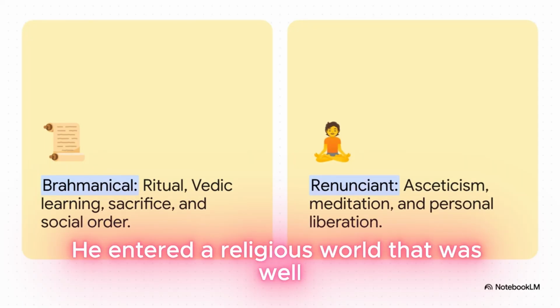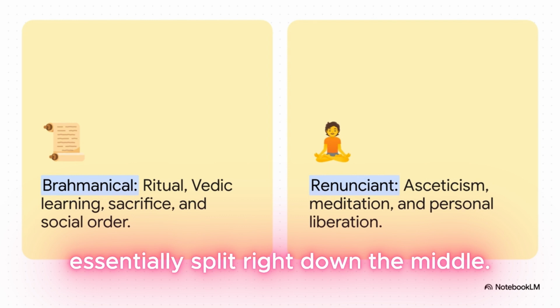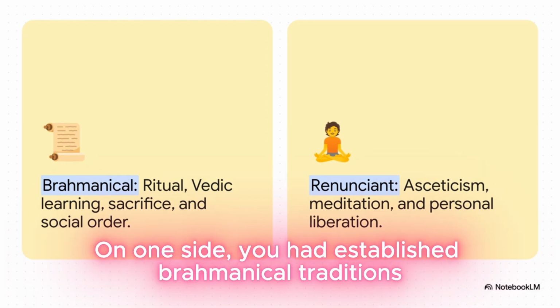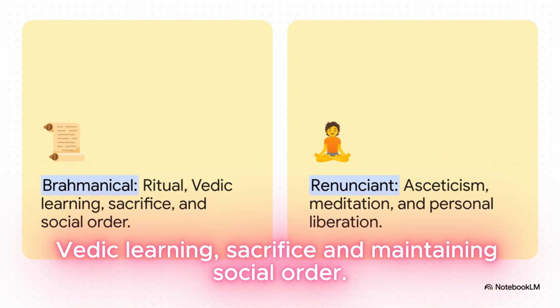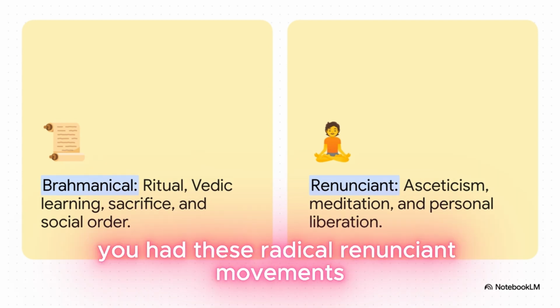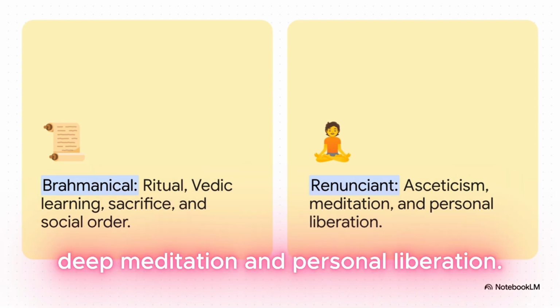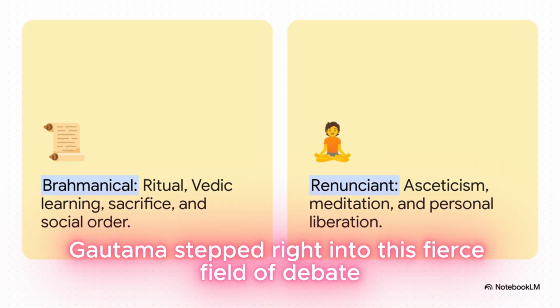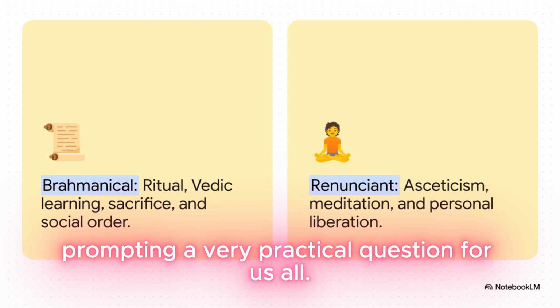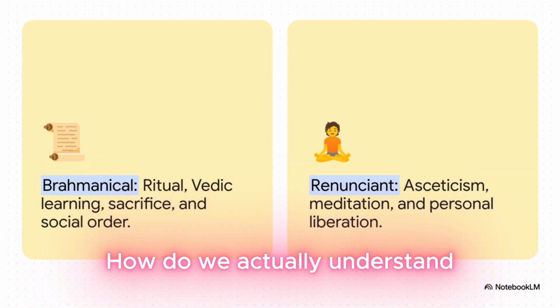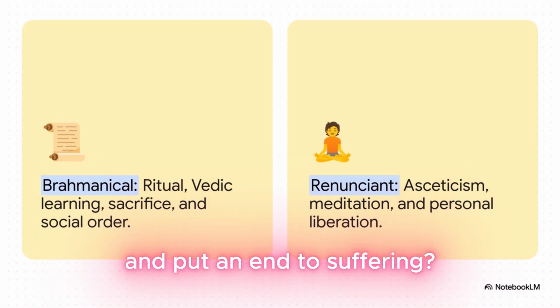He entered a religious world that was essentially split right down the middle. On one side, you had established Brahmanical traditions, focused heavily on ritual, Vedic learning, sacrifice, and maintaining social order. And on the flip side, you had these radical renunciant movements, focusing entirely on asceticism, deep meditation, and personal liberation. Gautama stepped right into this fierce field of debate, prompting a very practical question for us all. How do we actually understand and put an end to suffering?